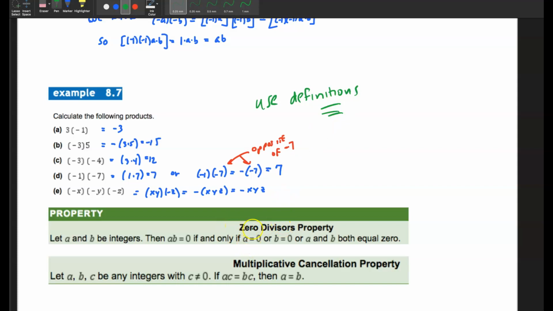And then we end with these properties. If you multiply two integers and the answer is 0, then one of those numbers has to be 0. That's the only way you can do that. We use this zero product property in algebra a lot. And lastly, if AC equals BC, multiplying two numbers by the same number, then A equals B. This comes up in algebra all the time, how to solve problems: multiply both sides of the equation by the same number.